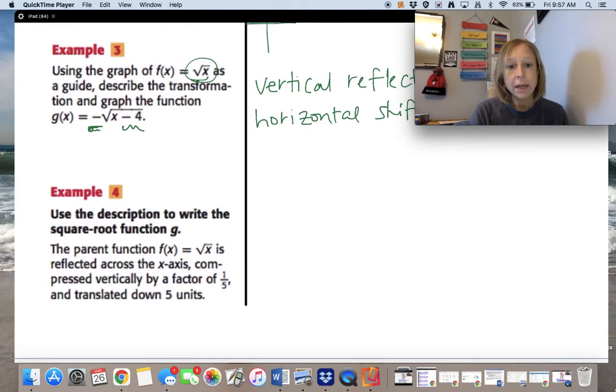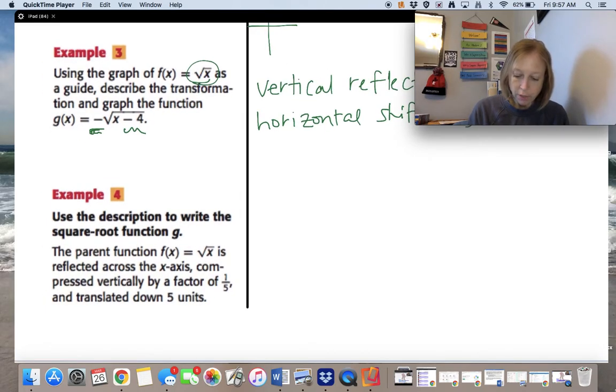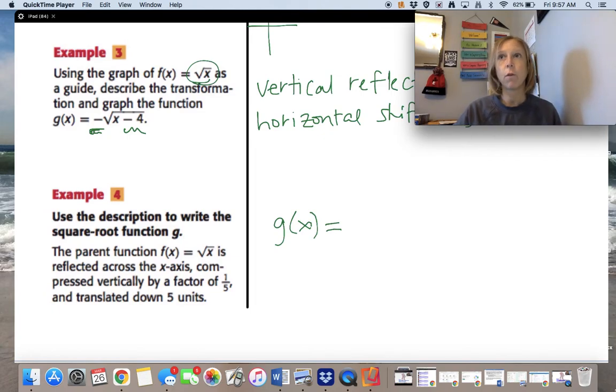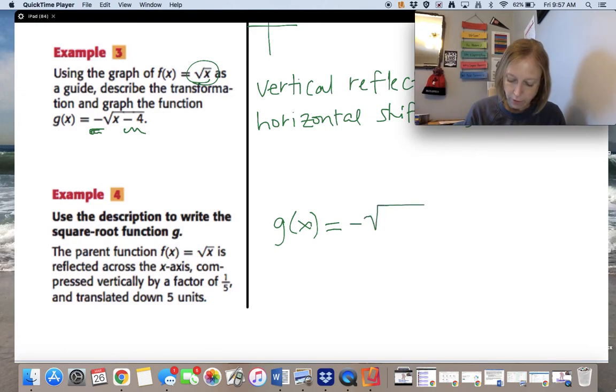All right, now this time what we're going to do is we're going to be given the description and write the function. Now that says write the square root function g, so they want us to write it as g of x. They're going to give us f of x. So f of x is the square root, and we're going to reflect it across the x-axis. Well, that's kind of like before. Flipping it over the x-axis is a vertical reflection, so I know I'm going to have a negative in front of my radical. So I got that part done.